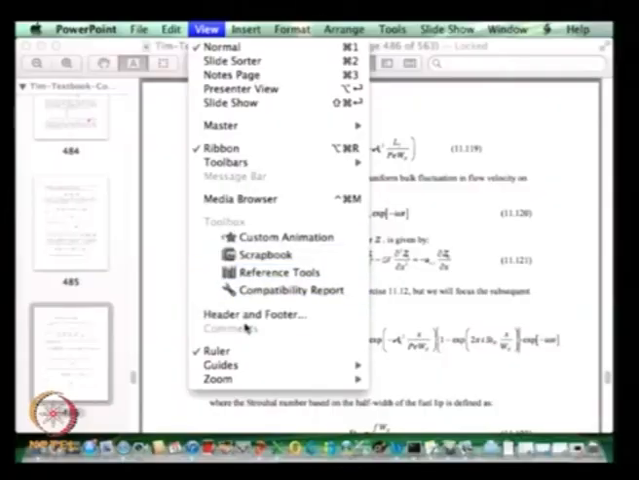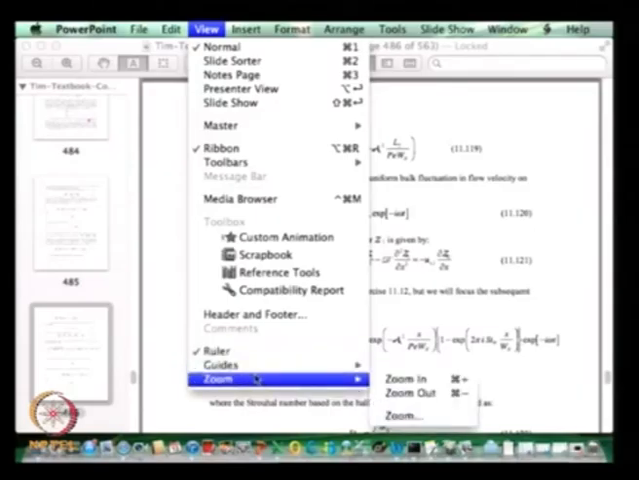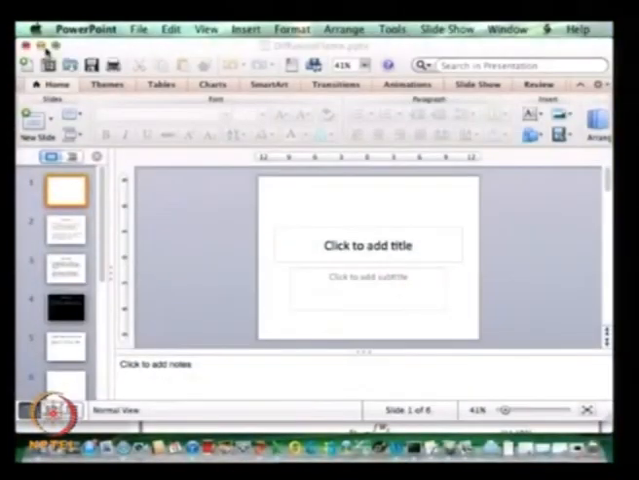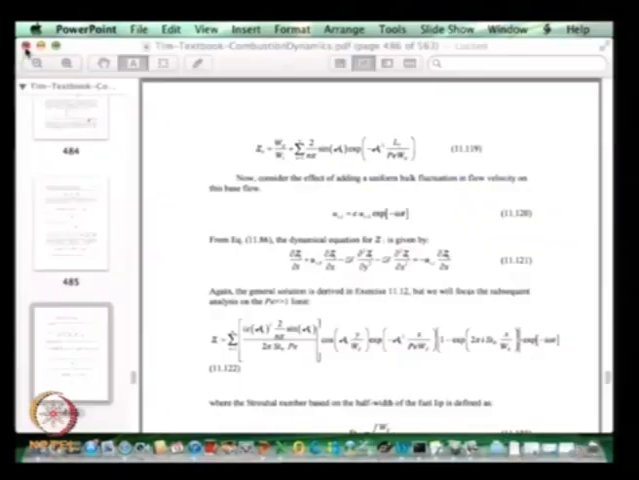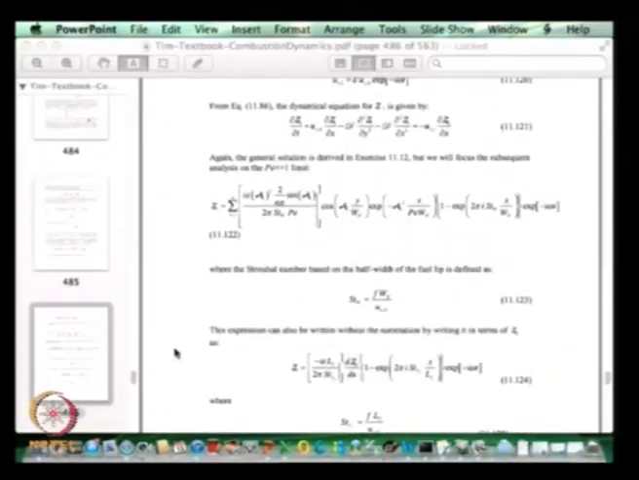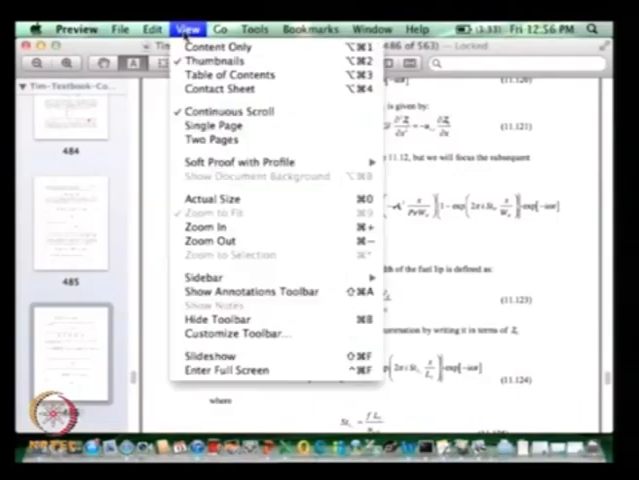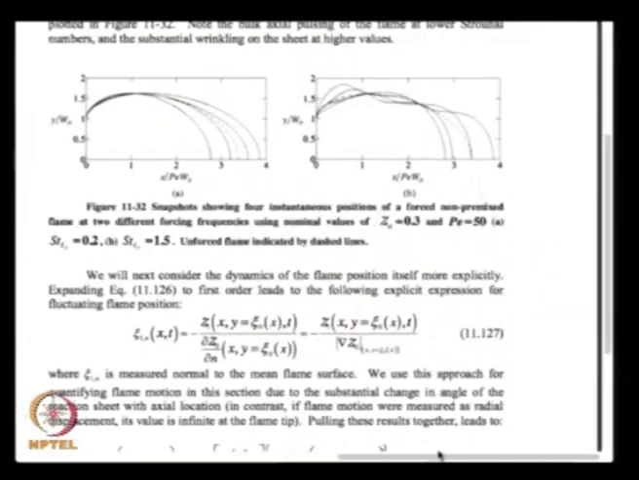Where do you see full screen? Huh? No, that was a disaster. Now zoom. Okay.